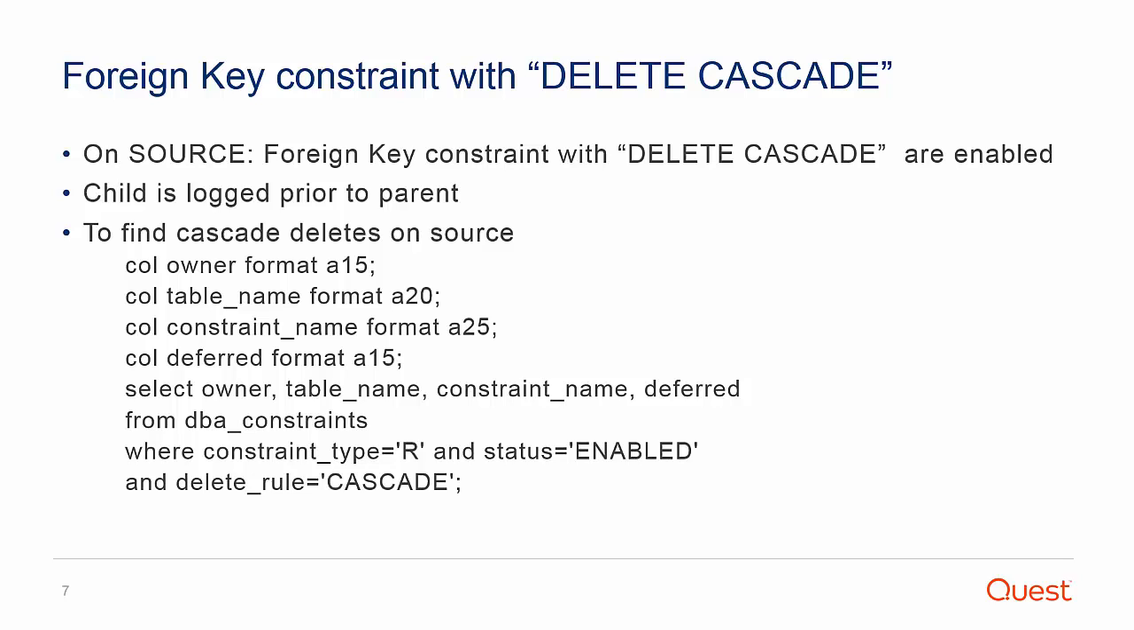Foreign key constraint with delete cascade is enabled on the source database. If on source you have a foreign key constraint enabled with delete rule set to cascade, then Oracle will remove the child prior to the parent record and SharePlex will replicate it in the same order. To find the foreign key that has cascade delete, query the DBA constraints view with constraint type set to R and status as enabled with the delete rule set to cascade. For reporting and high availability, foreign key delete cascade should be disabled. For peer-to-peer, set up a conflict resolution to ignore delete out-of-sync error.